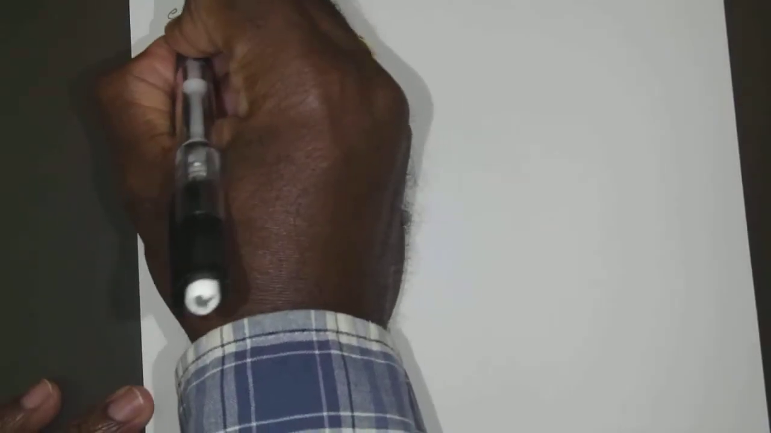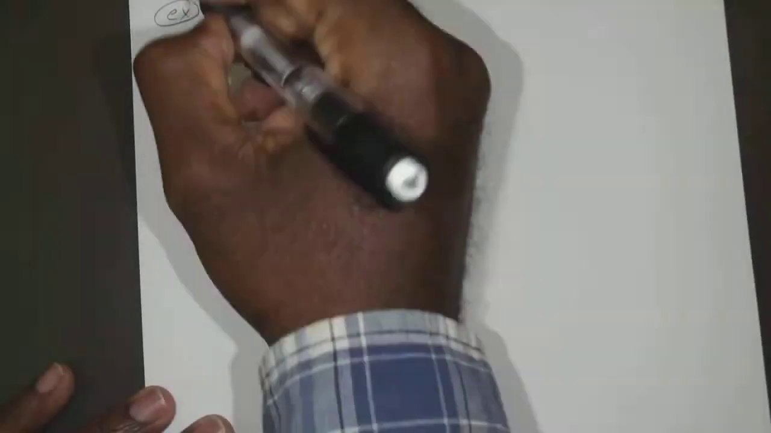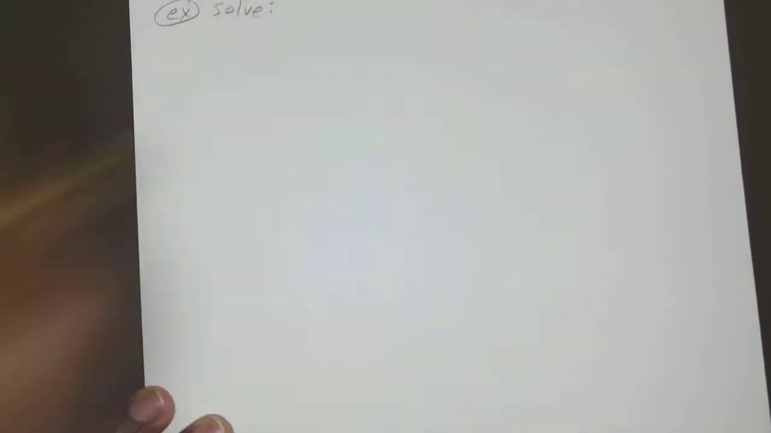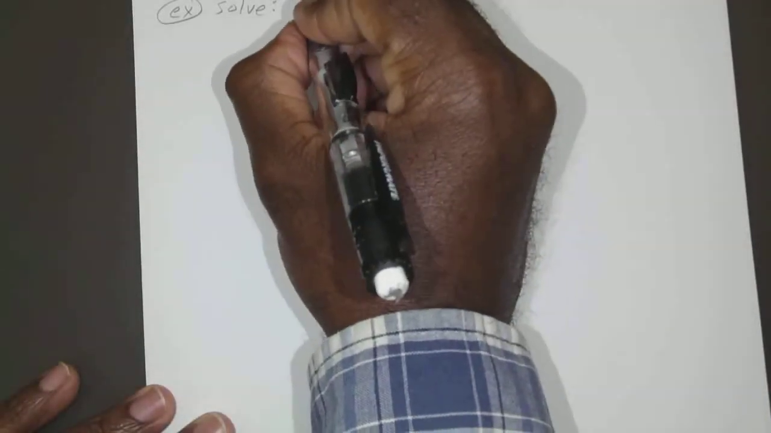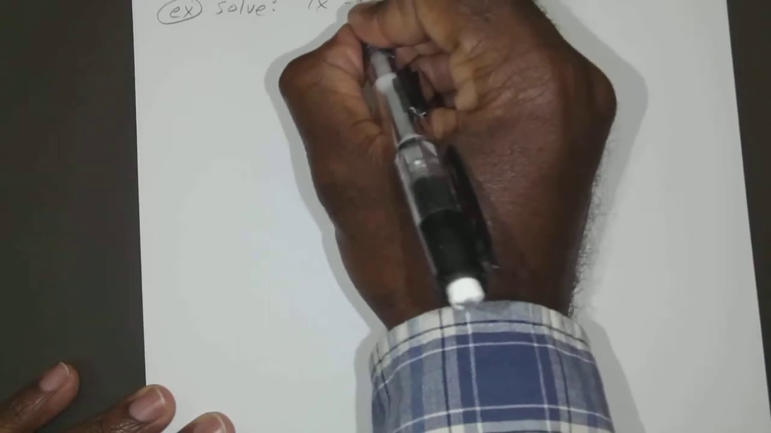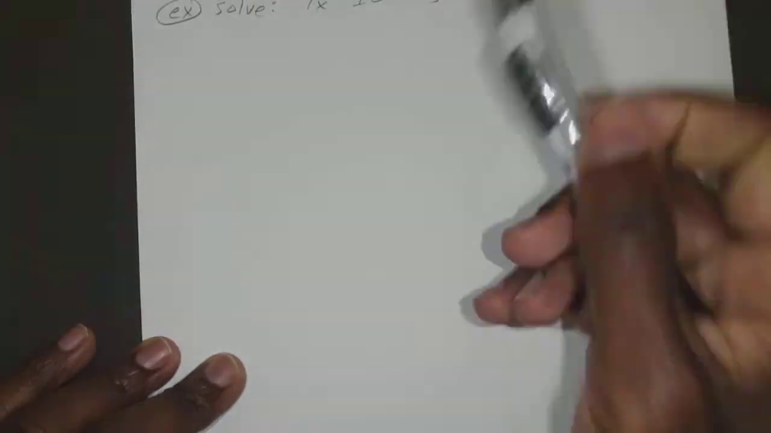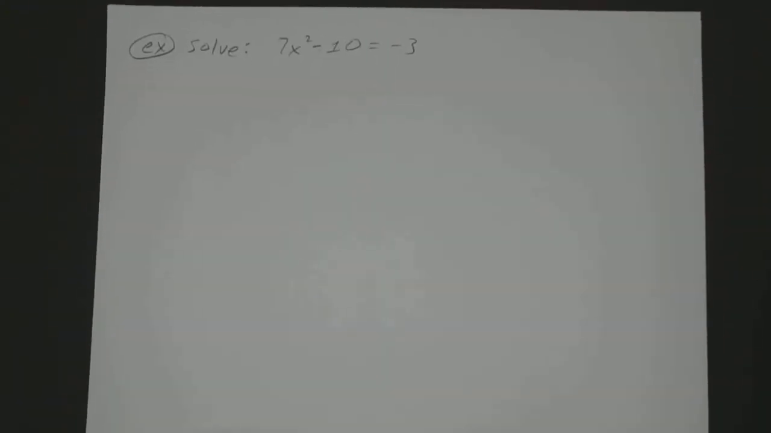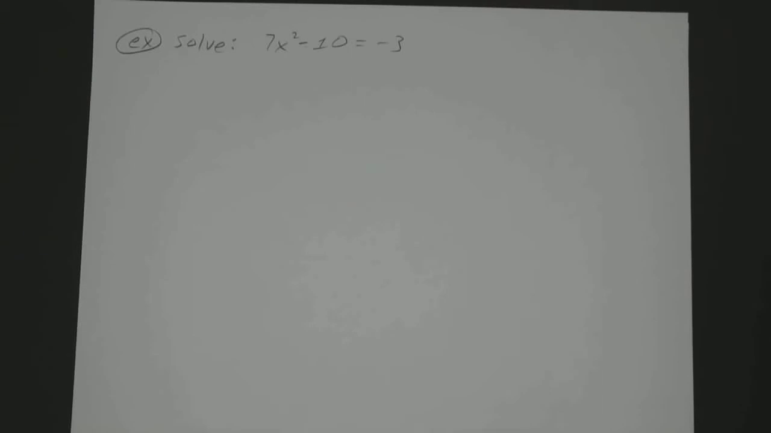All right, so let's say we wanted to solve, let me pick a good one, 7x squared minus 10 equals negative 3. Okay. Once again, the first thing you want to do is get the x squared by itself.